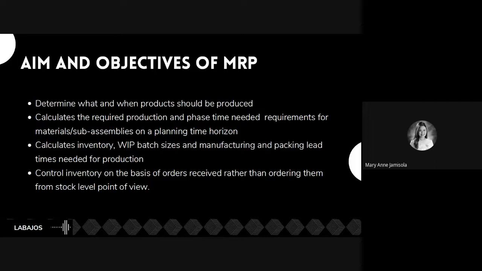Another objective of MRP is to control inventory on the basis of orders received rather than ordering them from a stock level point of view. So this is like a backwards approach. So we start from the demand or the sales demand, and then from there we work on how many raw materials we need in order to produce this number of units that are based on our sales demand. Okay, so this is more of a backwards approach.